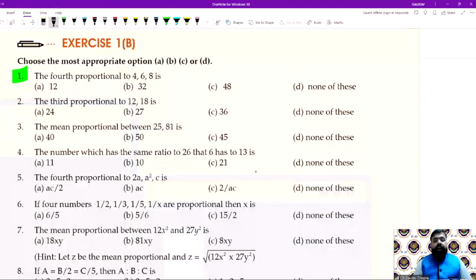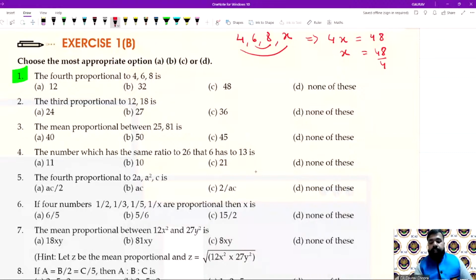This time you have to find out the fourth proportional, that is the fourth value. So take the fourth value as x, simplify and get the result. I think you will be able to do it very easily: 4, 6, 8 and then x. Now apply the cross product rule. So it gives 4x is equal to 48. We can find the value of x: 48 by 4, that is 12. Fatima has given the answer A option, Manish, Janvi, option number A, that is 12.